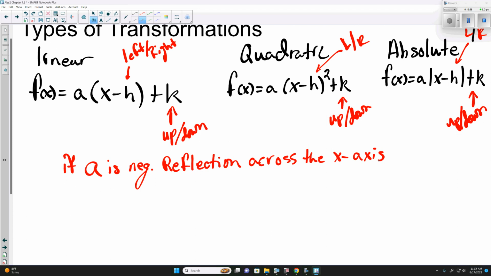We won't see one of these other ones today. If the value in front of x is negative, it's a reflection across the y. Inside the parentheses, if there's a negative sign in front of x inside the parentheses, it's a reflection across the y. Any questions on this so far?